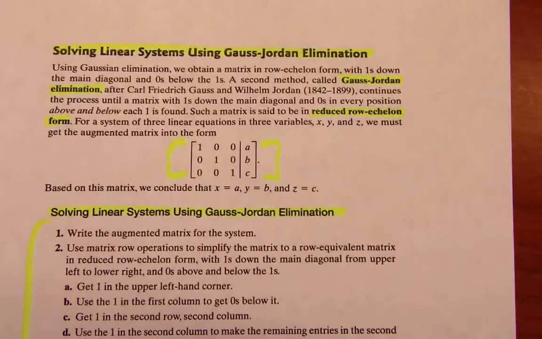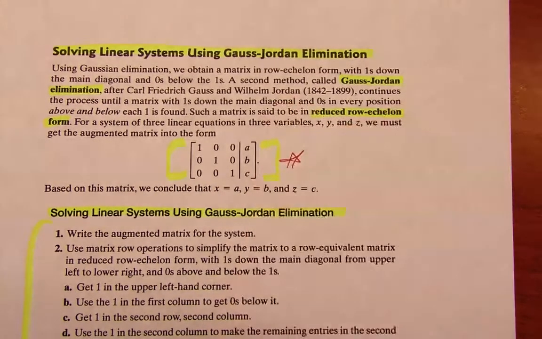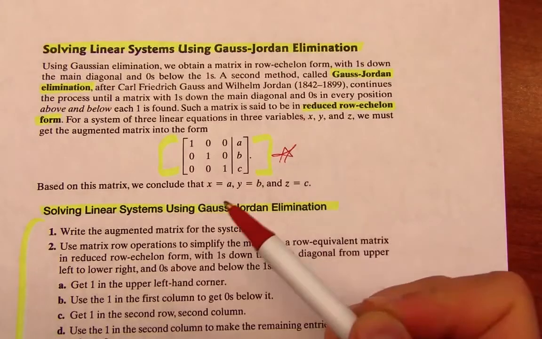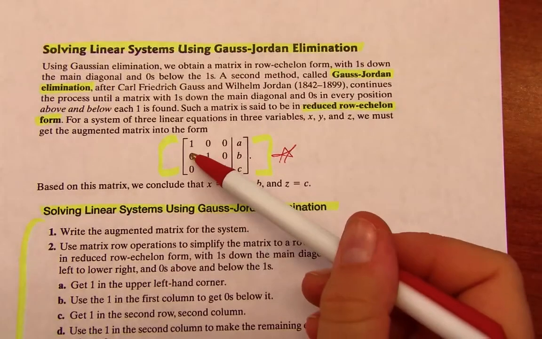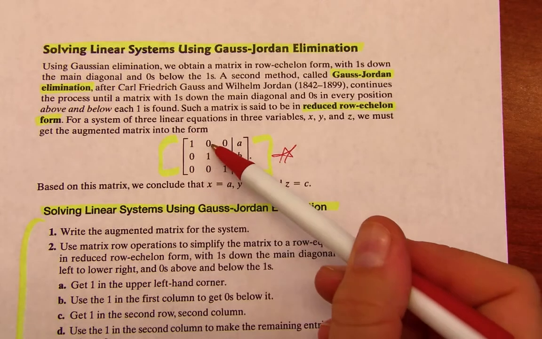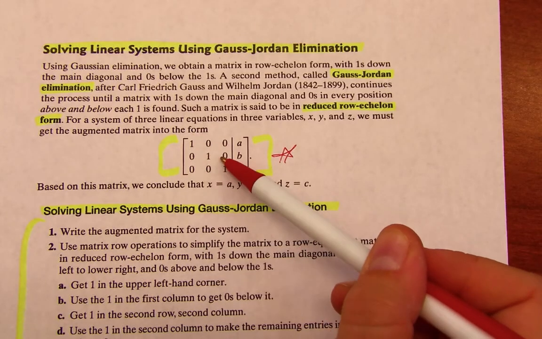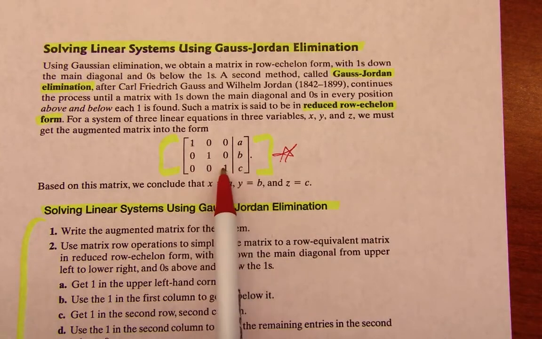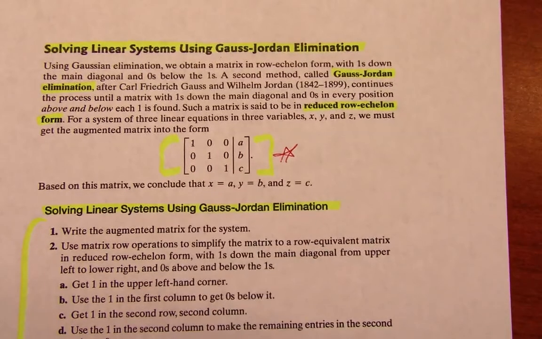Now, in my opinion, row echelon form is not the most efficient to get this into. This is the form I think is the most efficient. And we're using what's called Gauss-Jordan elimination. So not only do I want zeros here, not only do I want ones along the diagonal, now I also want zeros up here. Because what that does is it tells me x is equal to a, y is equal to b, and z is equal to c.